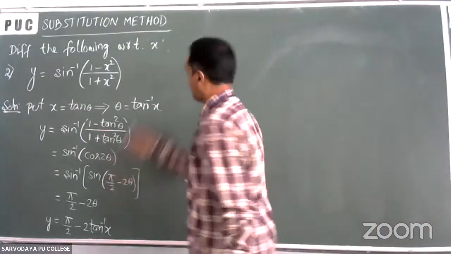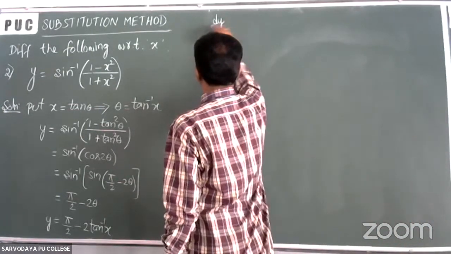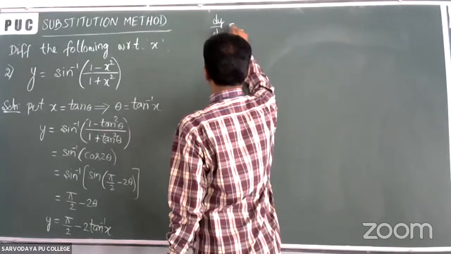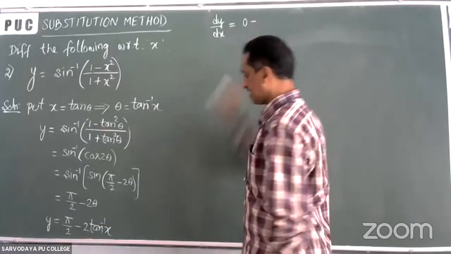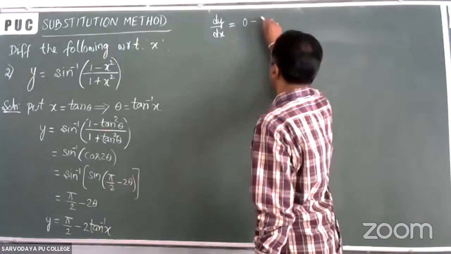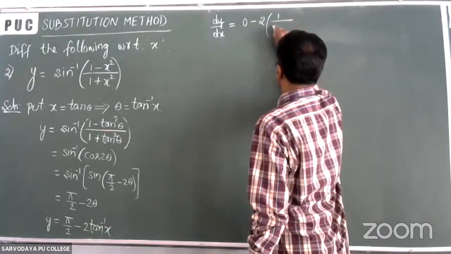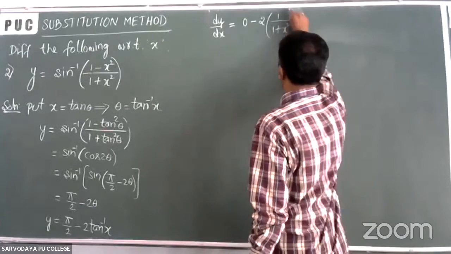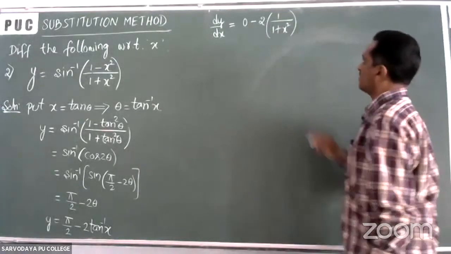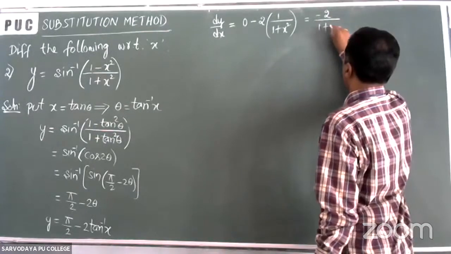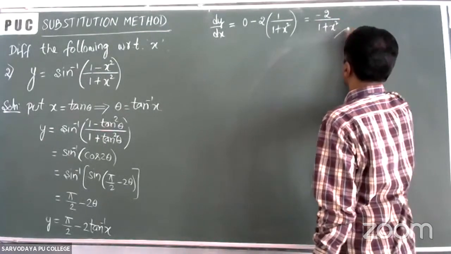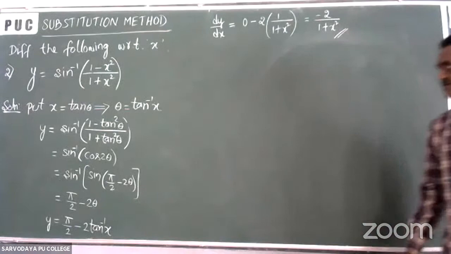When we differentiate, y becomes dy by dx, is equal to pi by 2 differentiation, which becomes 0, minus 2, keep it as a constant, 2 into derivative of tan inverse x, that is 1 divided by 1 plus x square. So the final answer is minus 2 divided by 1 plus x square. So this is the derivative of the given problem.